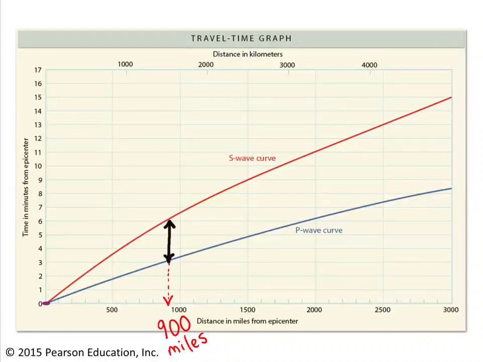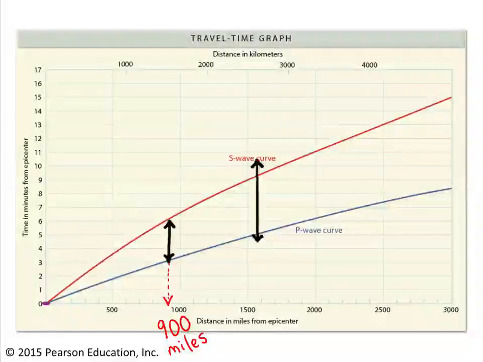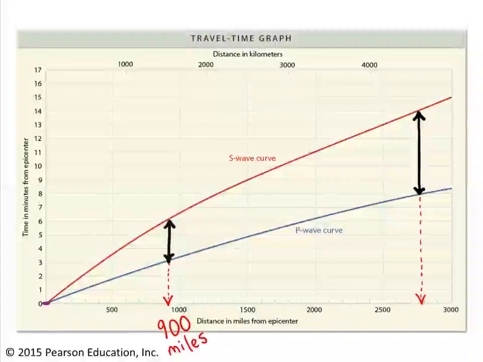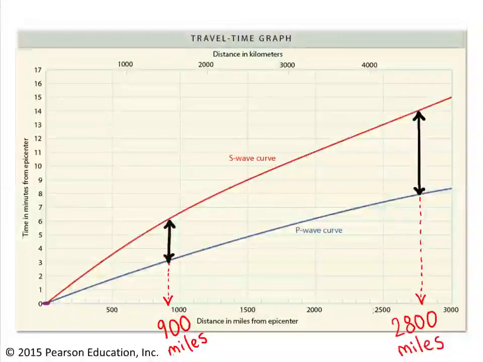On the other hand, the further away you are, the more distance there's going to be between the P wave and the S wave. So let's consider an example where the difference in our arrival times is 6 minutes. So if we slide that over, we're going to see that it fits much more over toward the right side of the graph, and that's going to correlate to a distance of about 2,800 miles away from the earthquake's epicenter.